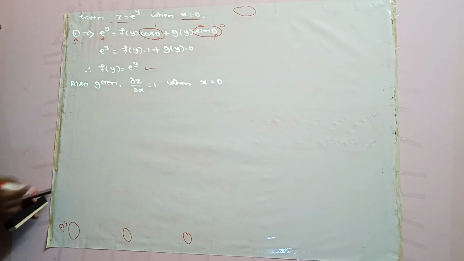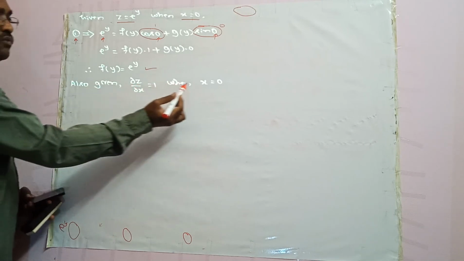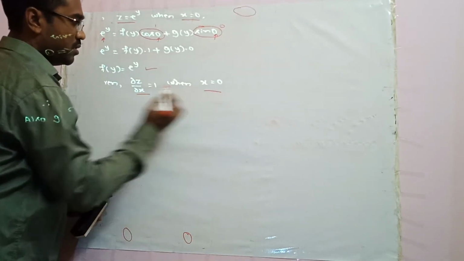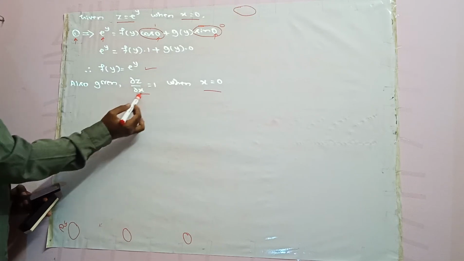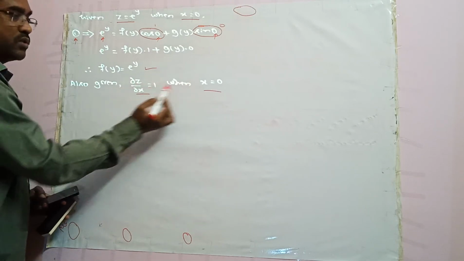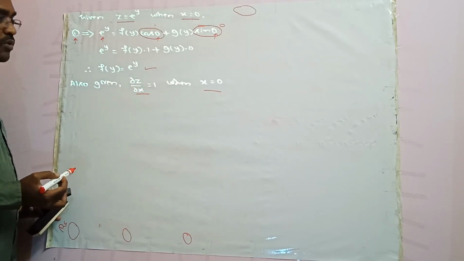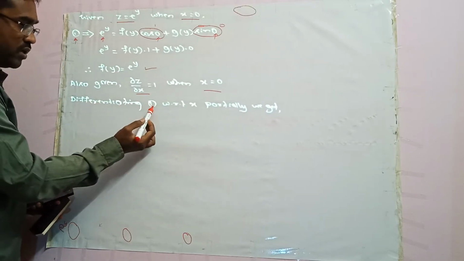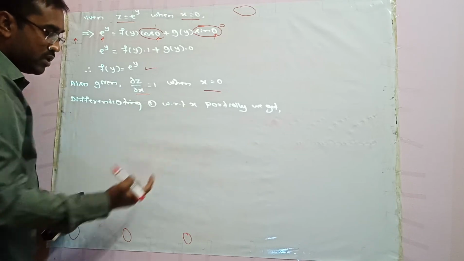Now let us use the other condition, that is dou z by dou x is equal to 1 when x is equal to 0. This is the second condition in the question. To substitute this condition, we want dou z by dou x. From where can we get dou z by dou x? From equation number 1, differentiating 1 with respect to x partially.